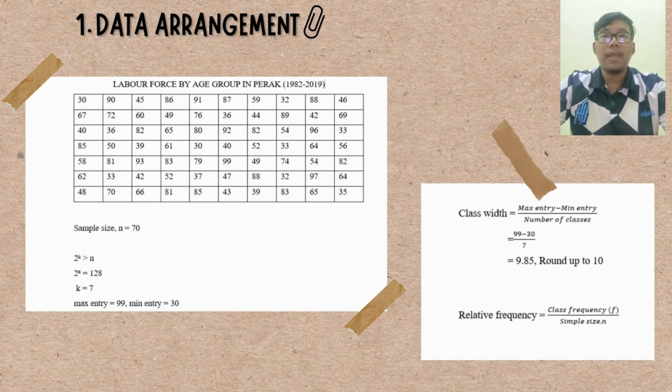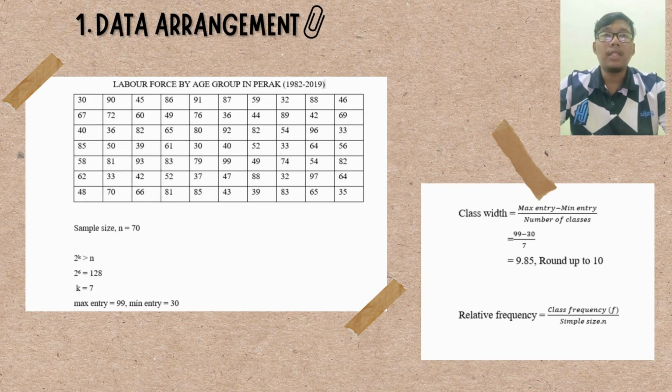Based on the appendix given, namely labor force by age group in Perak, we have taken the data at random with a sample size of 70. Based on the selected data, to find the number of classes we use the formula 2^k equal to n, and 2 to the power of 7 equals 128, so k equals 7.